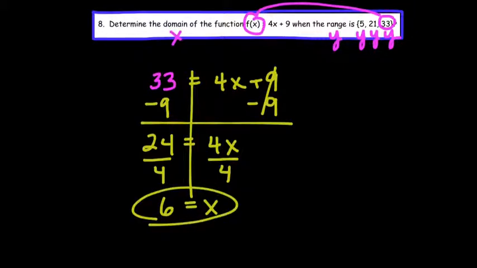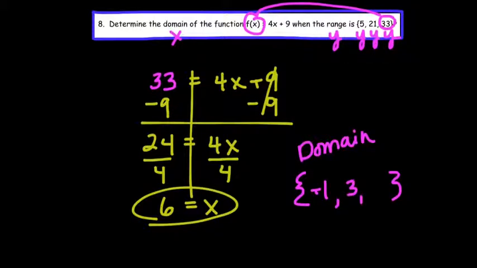Now to write the final answer for the domain here, the domain again we write from smallest to largest, and we're going to write it in those brackets to show it is a set. The smallest number was -1, followed by 3, followed by 6. So this would be our domain for this function.